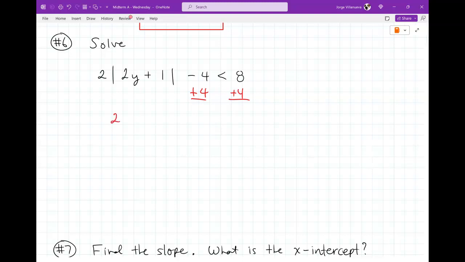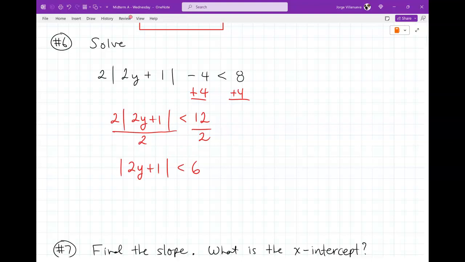Okay, so that gives me 2 times the absolute value of 2y plus 1 is less than 12. After that, I got to get rid of that 2 in the front, so I'm going to divide everything by 2. Notice it is a positive 2, so it doesn't change anything. Okay? No signs are going to change. So this is just going to be the absolute value of 2y plus 1 is less than 6.